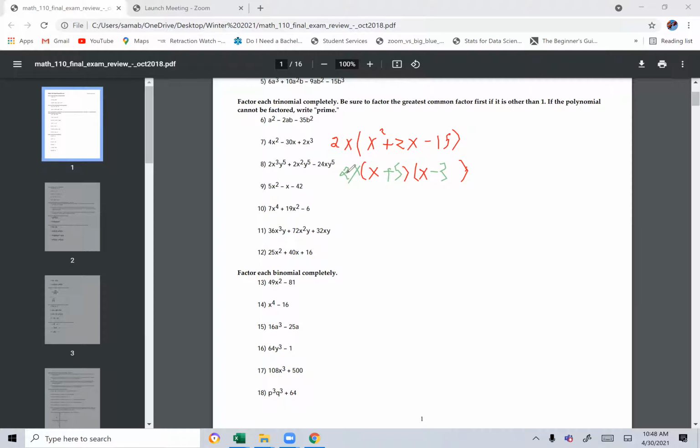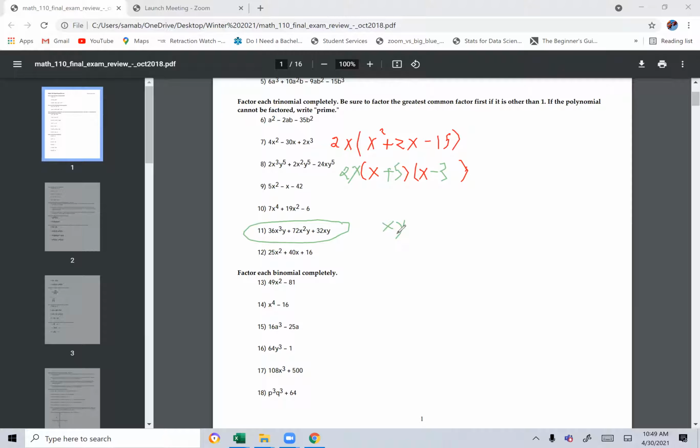Let's pick another one. Let me just take 11. First of all, let's check if they have any common factors. I have x and y everywhere, so I'm going to take xy as a common factor. And then I got 36, 72, and 32. What number do you think 32, 72, and 36 will go into?